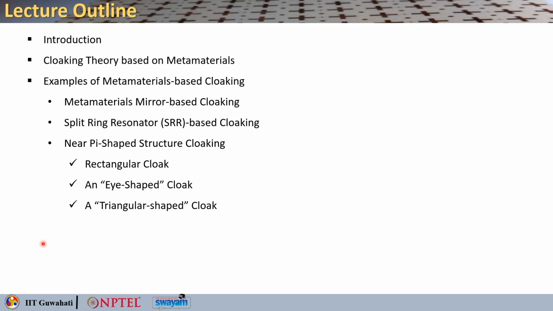Here is the lecture outline. We will have a brief introduction to the topic and then we will go into the cloaking theory based on metamaterials or metasurfaces in this case. We will also take up some examples of metamaterial based cloaking. We will discuss metamaterial mirror based cloaking, split ring resonator based cloaking, and then we will take up near eye shaped structure cloaking, where we will be discussing rectangular cloaks, an eye shaped cloak and a triangular shaped cloak.